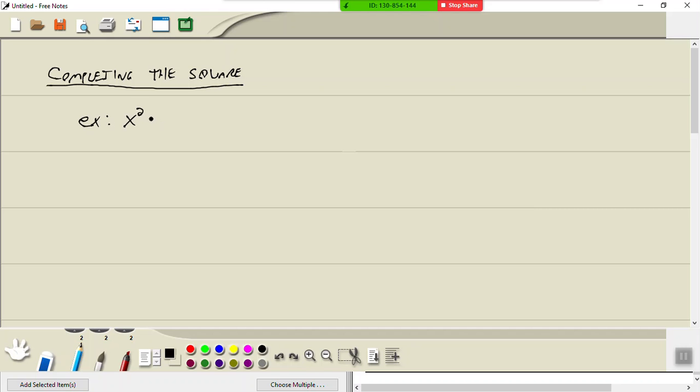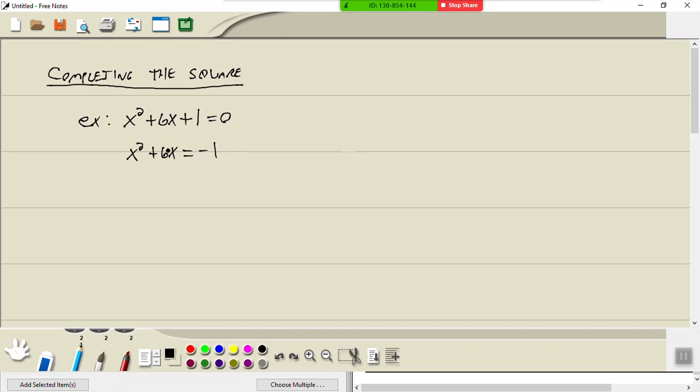X squared plus 6x plus 1. Let me think about this. B squared minus 4ac. Okay, that'll work. Now our first step in completing the square is you divide everything, both sides, by the number that's in front of your x squared. There's no number for our x squared. Step 2 is we take our number over to the right side. That's the constant term. So take the positive 1 over the right side, becomes a negative 1.